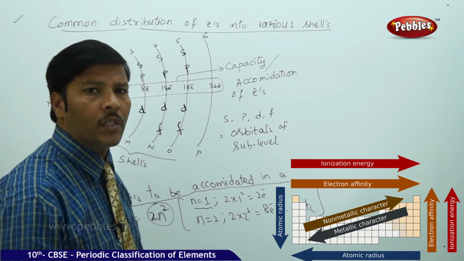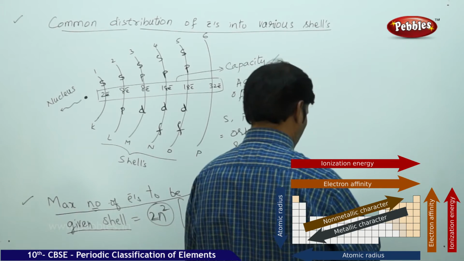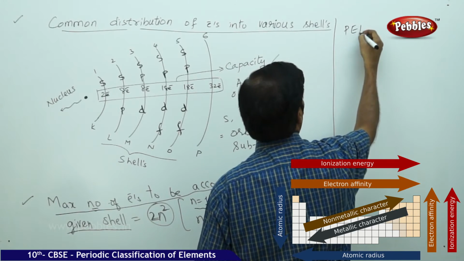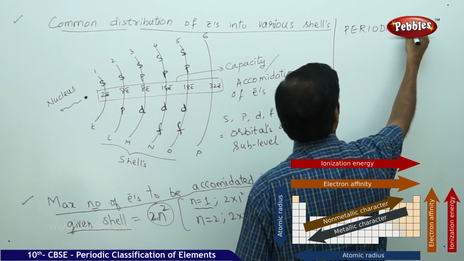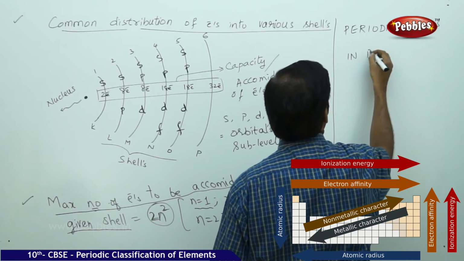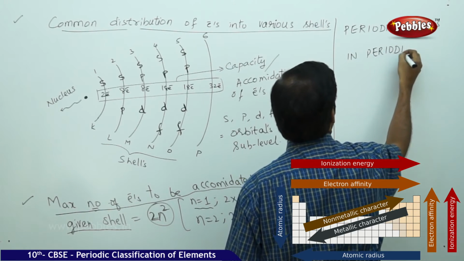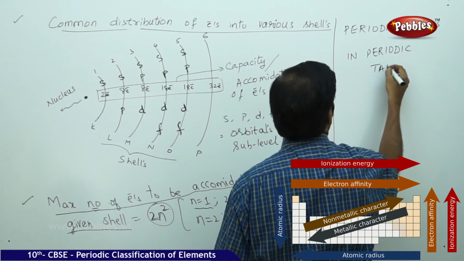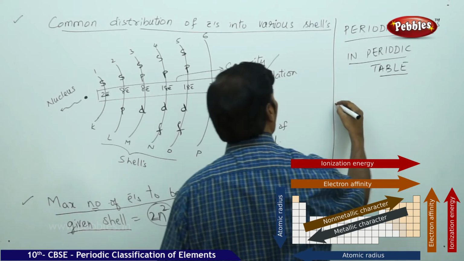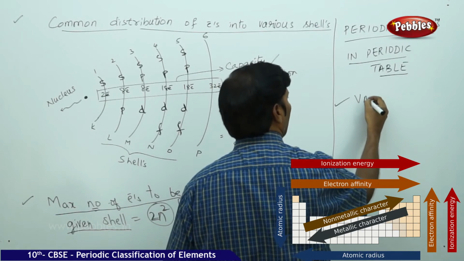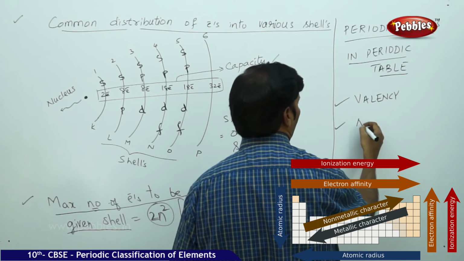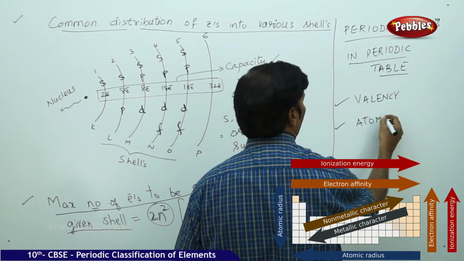So the next part of the discussion is periodic trends in periodic table. Periodic trends in periodic table. We are supposed to discuss about the valency. We are supposed to discuss about the atomic size.